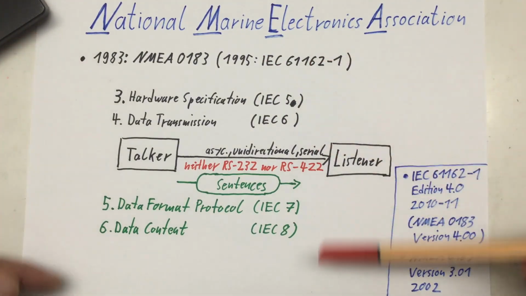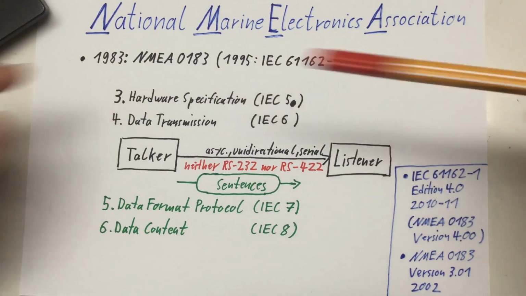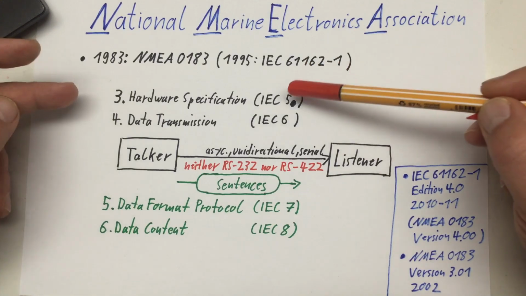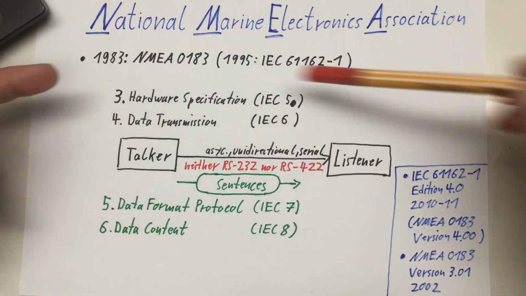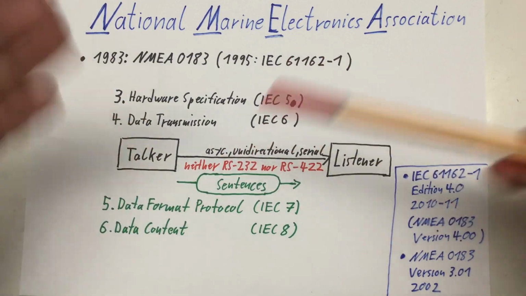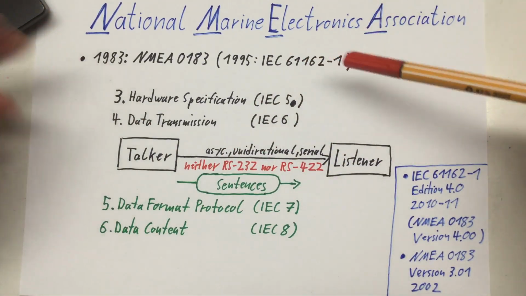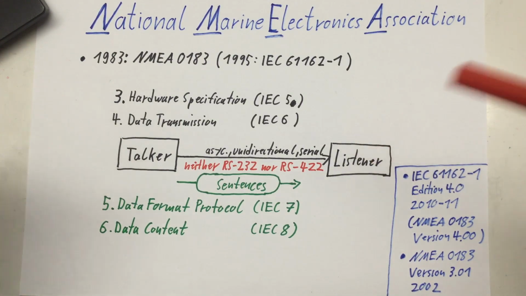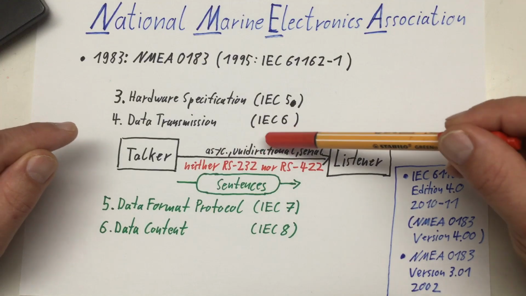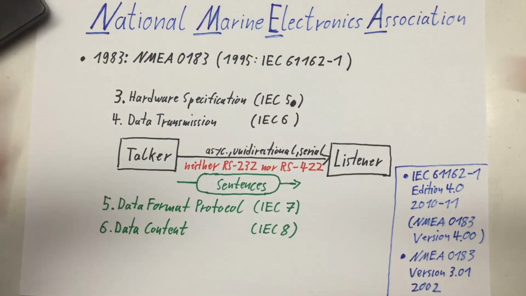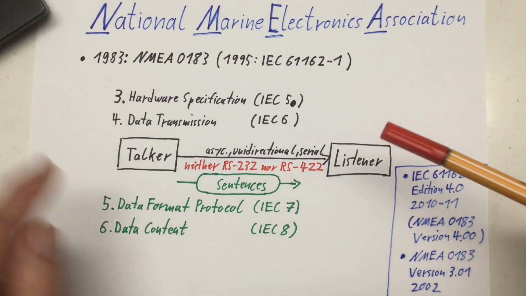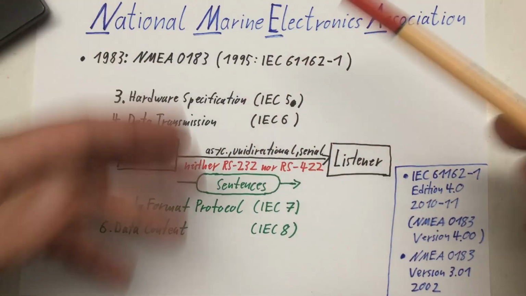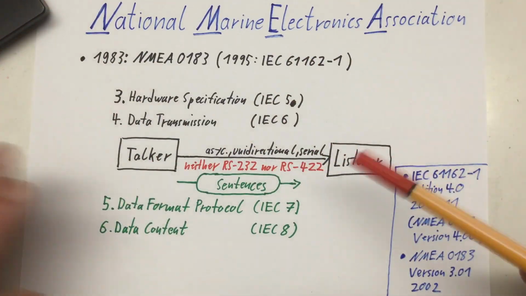That standard has 4 major sections. Number 3 hardware specification and number 4 data transmission within the IEC standard, that's number 5 and number 6 because IEC inserted 2 more chapters here, but just with formal stuff. They describe a connection between a talker and one or more listeners. To be more exact, an asynchronous unidirectional serial connection. Please note that this serial connection is neither RS-232 nor RS-422. That's often stated there in the interweb, even in the Wikipedia, but it's wrong.